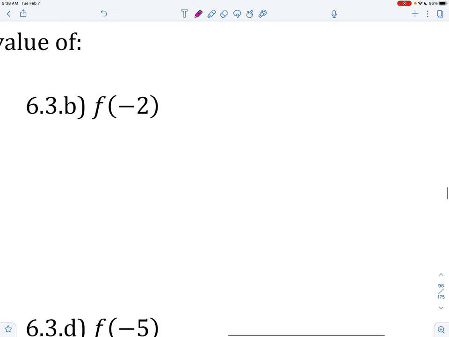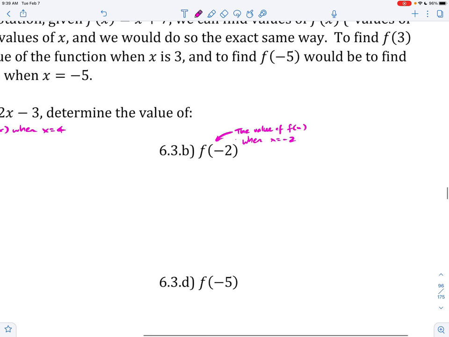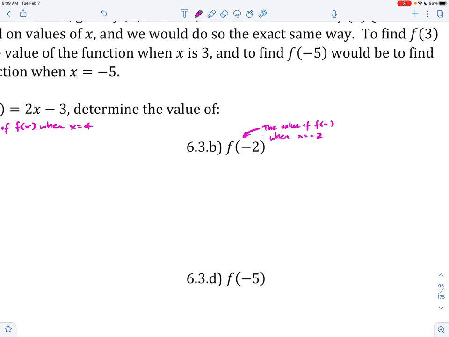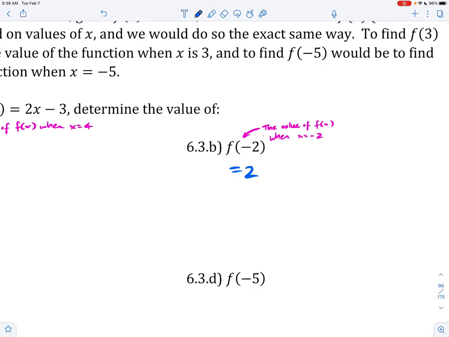I'm going to do this one. What does this mean? What is f of negative 2? This is the value of f of x when x is negative 2. And we can find that out. Since f of x is 2x minus 3, this is like 2x minus 3. But instead of x, we've got negative 2.